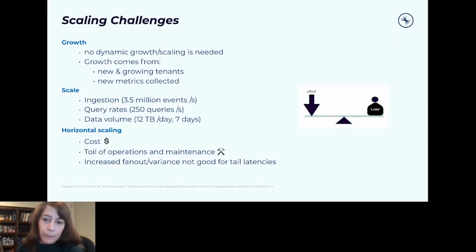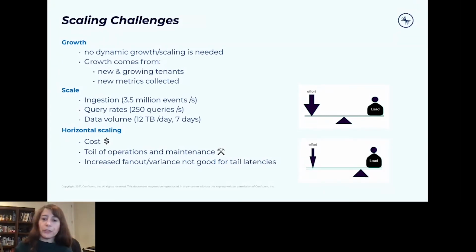In general, by design, Druid is horizontally scalable. That means when we have more load, we can add more resources, and we should handle the load. But there are some problems with it. It's not cost effective, and more importantly, the toil of operation and maintenance can be huge. The third one is that, especially on the query side, it increases the number of fanouts. That means increased variance in latencies, and that's not good for tail latencies. So it's better to keep the number of nodes smaller.